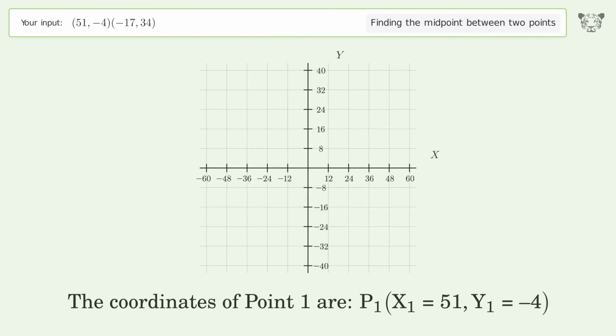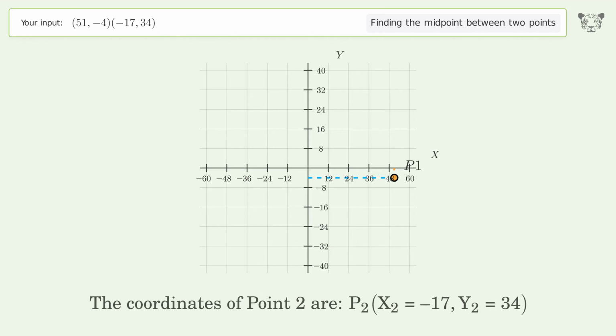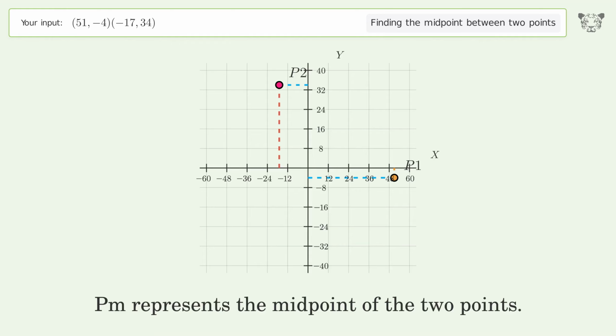The coordinates of point 1 are x1 equals 51, y1 equals -4. The coordinates of point 2 are x2 equals -17, y2 equals 34. PM represents the midpoint of the 2 points.